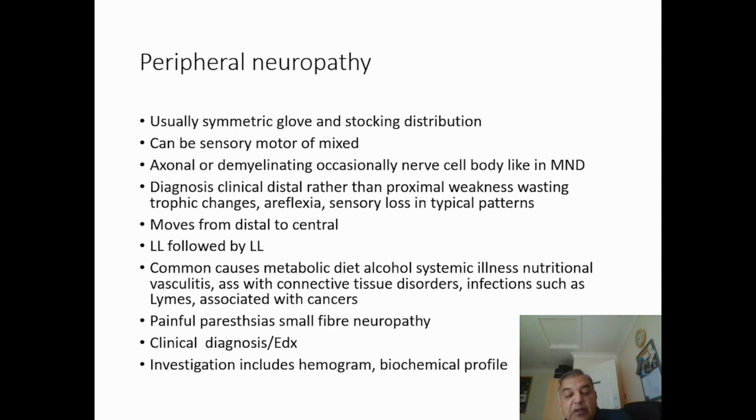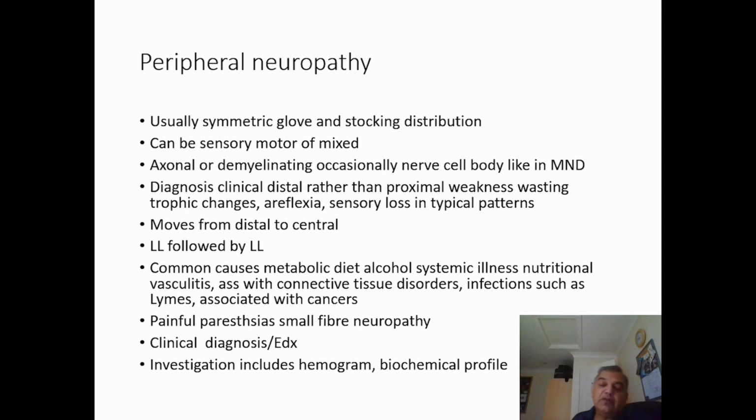So the diagnosis is mainly clinical: distal weakness with loss of reflexes, and of course, in the initial stages there may be intact muscle mass, but subsequently they can develop some wasting and they can develop trophic changes.